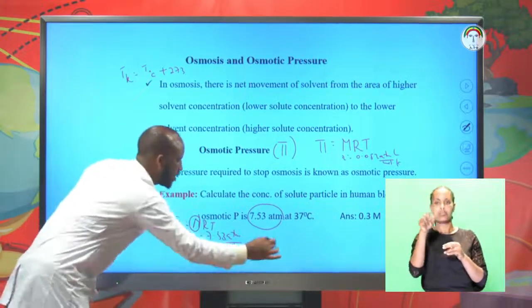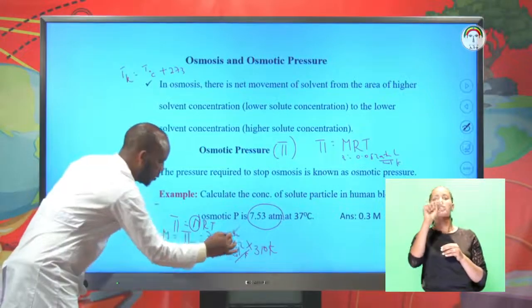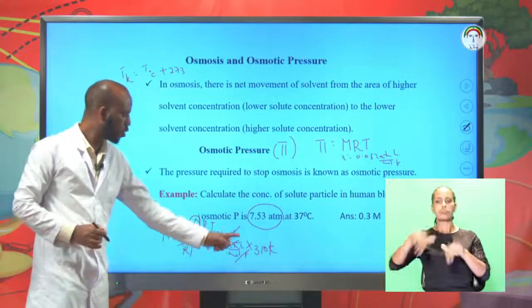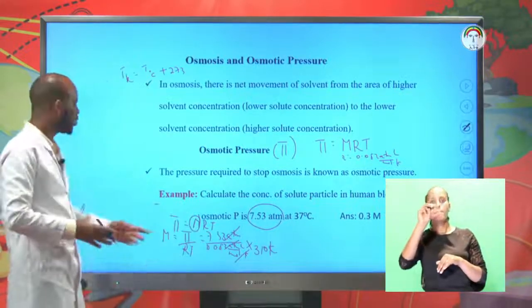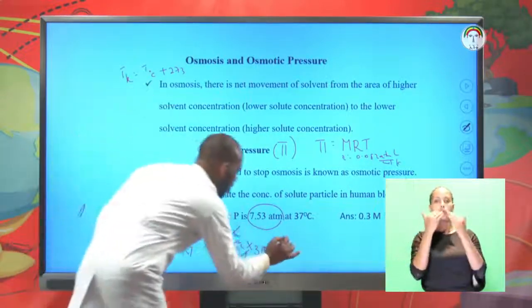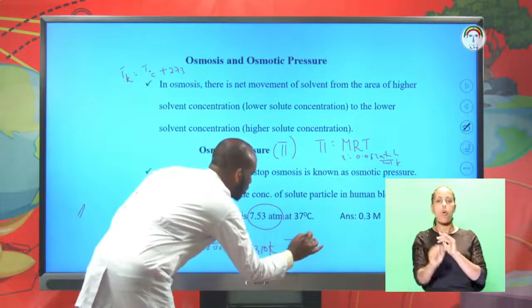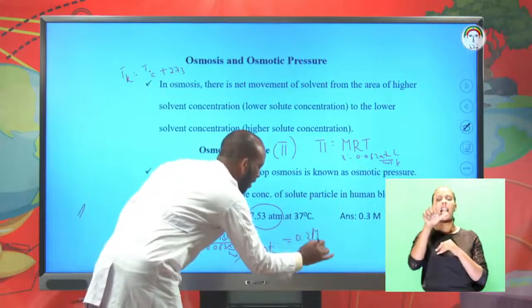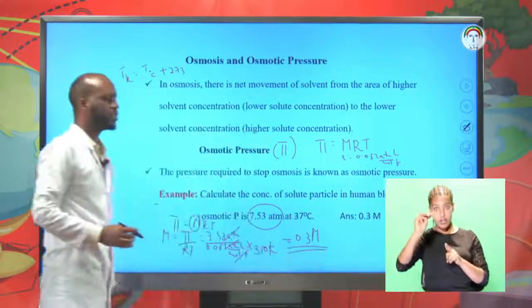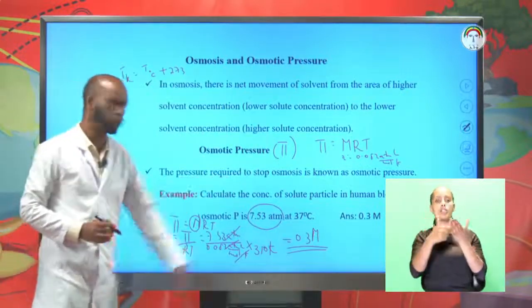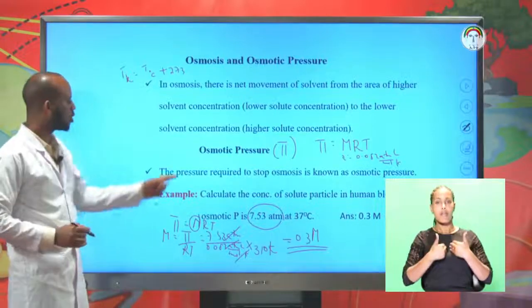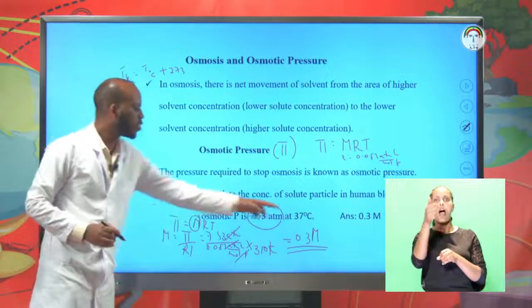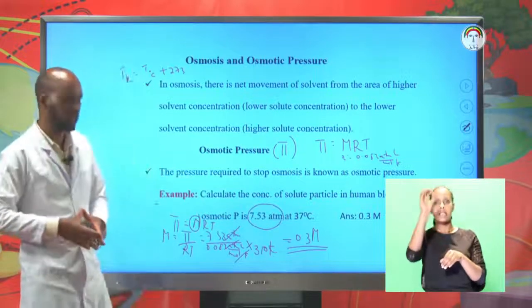Kelvin will be cancelled by Kelvin. Atmosphere will be cancelled by atmosphere. We are left with mole per liter, which is the unit of concentration, equal to 0.3 mole per liter, known as molar. This is the concentration of this solution having an osmotic pressure of 7.53 at a temperature of 37 degrees centigrade.